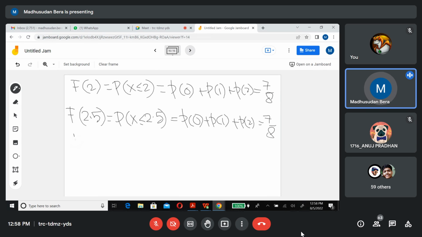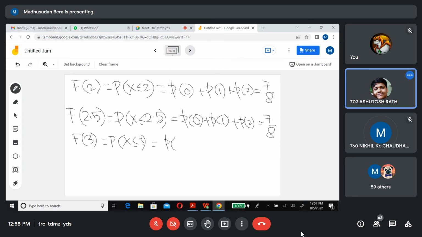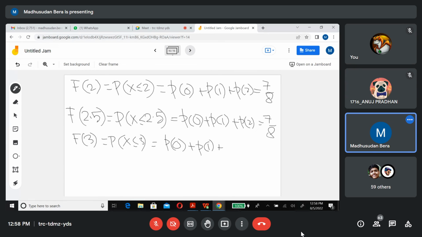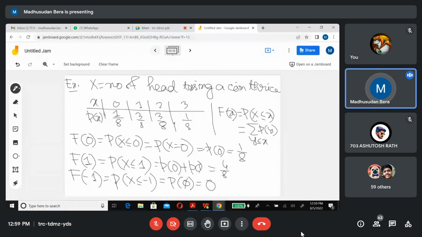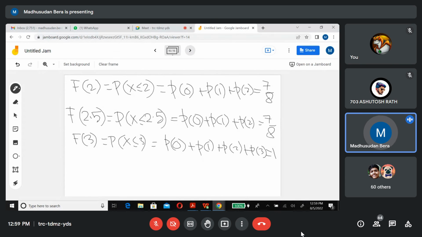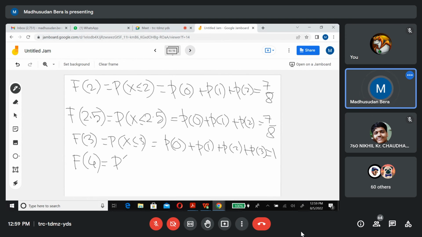Then similarly you can calculate F of 3. F of 3 is the probability of x less than or equal to 3. Summing P0, P1, P2, P3, it will be 1. Remember, before the left-hand point it is 0; 3 is the right-hand point, and there it will be 1. To the right of that, what is F of 4?